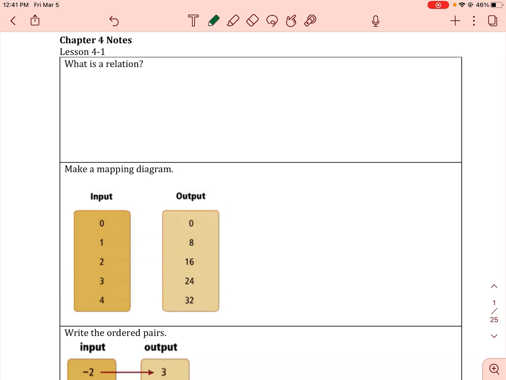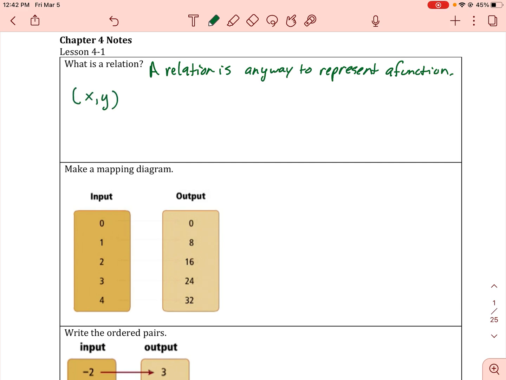So what is a relation? A relation is any way to represent a function. So ways that we have represented, or relations we have had, are ordered pairs.